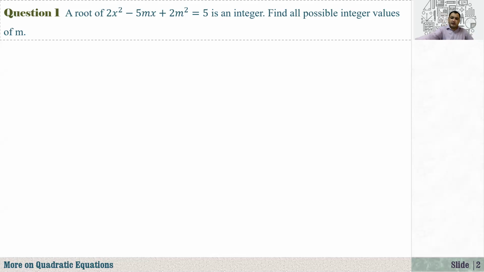All right, so to find the solution of the quadratic equation, we will use the discriminant, right? The first step: we need to find the discriminant of this quadratic equation. Before this, let me write it in standard form. Here we have 2x squared minus 5mx plus 2m squared minus 5 is equal to 0. So the coefficient a is equal to 2, coefficient b is equal to negative 5m, and coefficient c is equal to 2m squared minus 5. Here m is a parameter, x is the unknown.